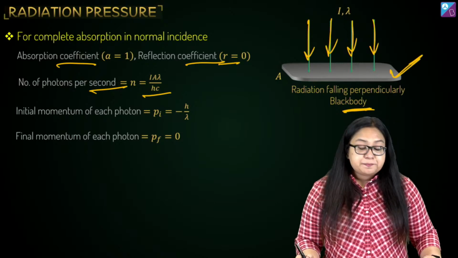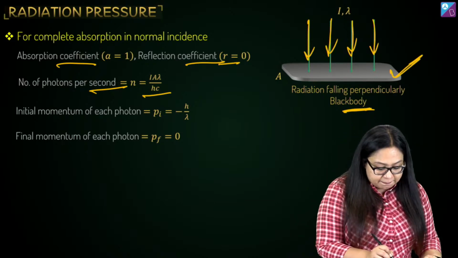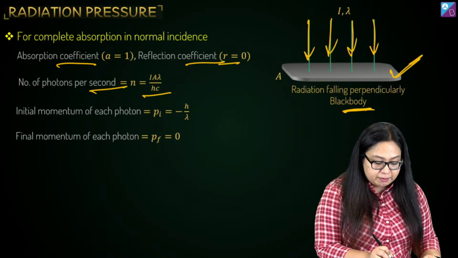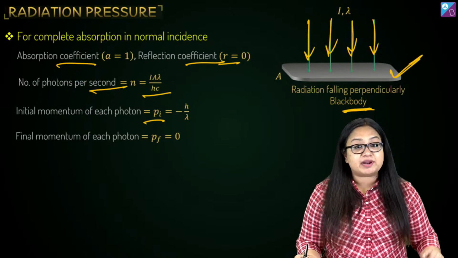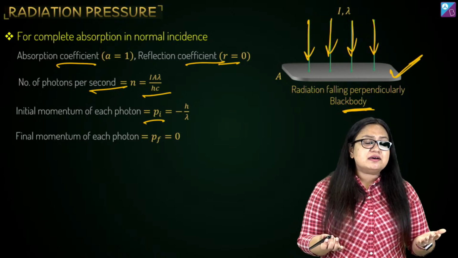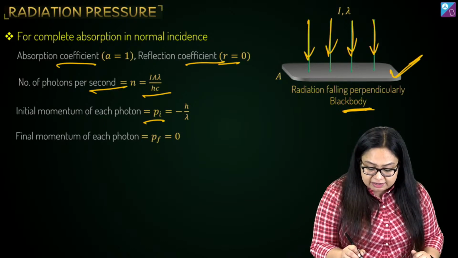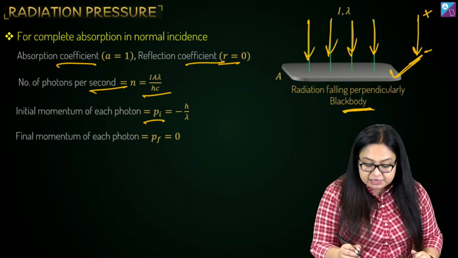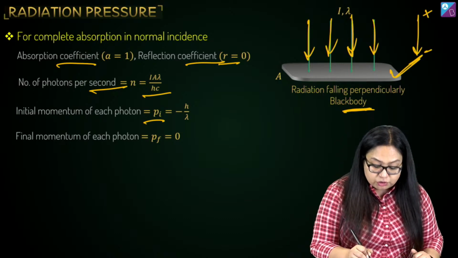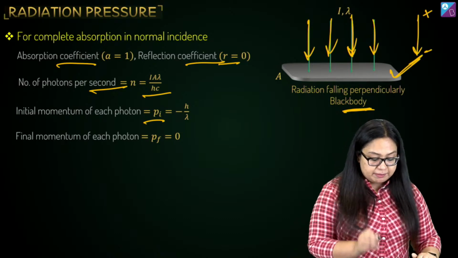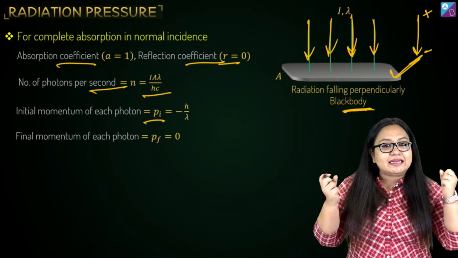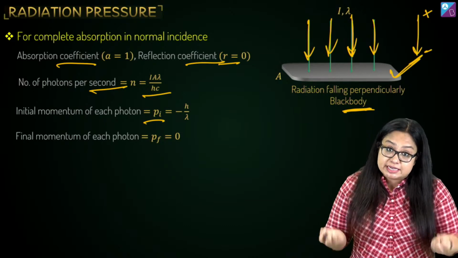In terms of intensity. Now each photon has a particular momentum. The initial momentum of each photon is h by lambda in magnitude. Now momentum is a vector quantity. So if I take downward as negative and upward as positive, the photons are falling down, so their momentum will be minus h by lambda. If they get completely absorbed, their final momentum is 0.